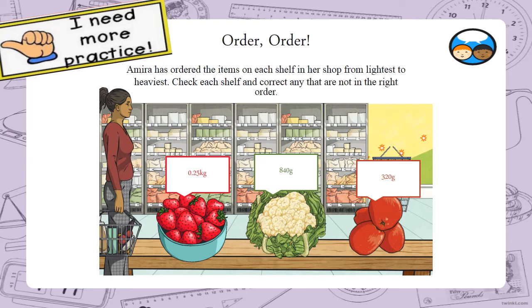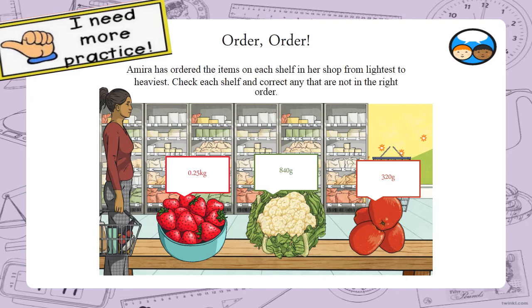Second, 840 grams. Third, 320 grams. So here, as you can see, we have some units, like the strawberries, in kg and the others in grams. So let's write all in the same unit. You can see 2 in grams and 1 in kg, so it's easier to do this one in grams.